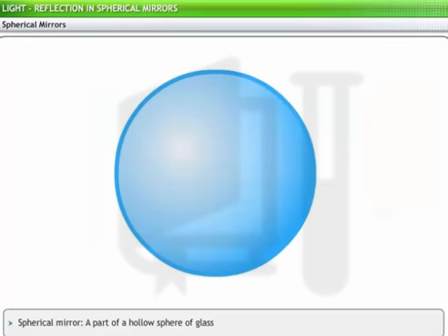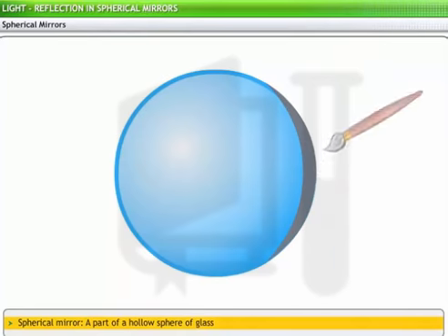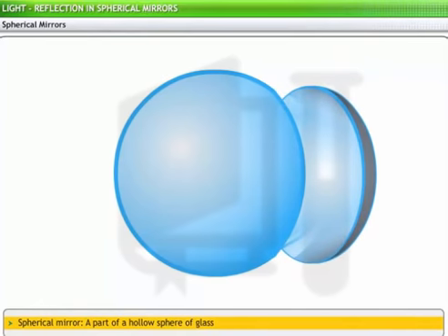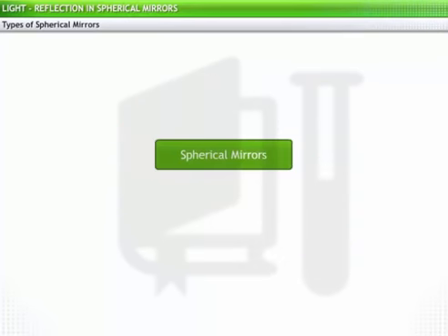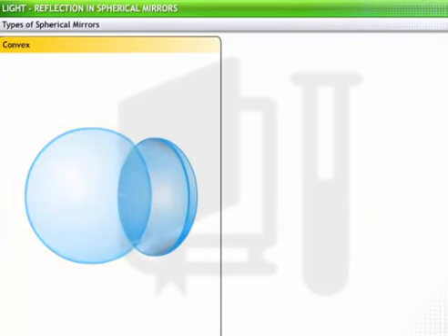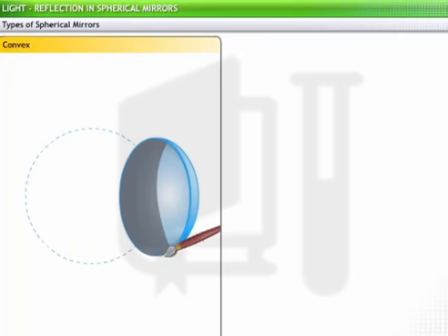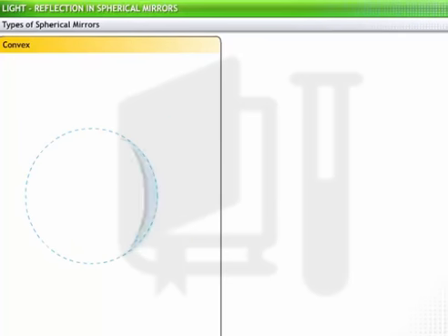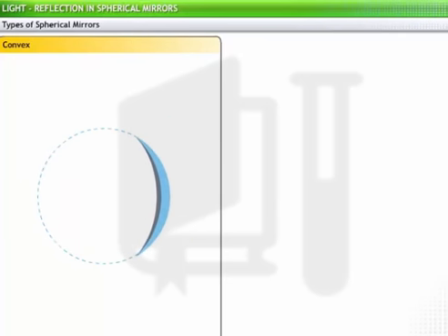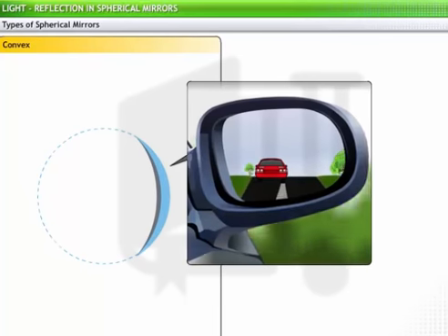A spherical mirror is made from a part of a hollow sphere of glass. In other words, it is a plain glass bulging inwards or outwards. Spherical mirrors are further classified as convex and concave mirrors. A convex mirror reflects light from its outer spherical surface and has a silver coating on its inner surface. Convex mirrors are usually used as rear-view mirrors in automobiles.